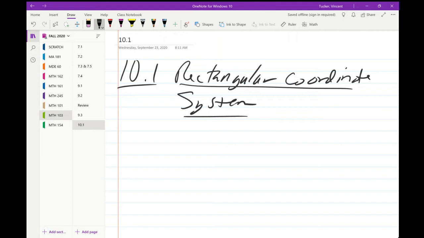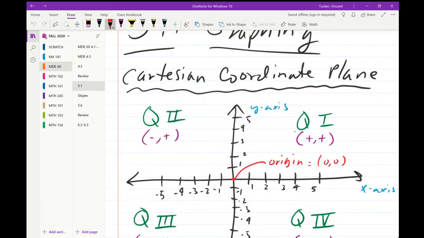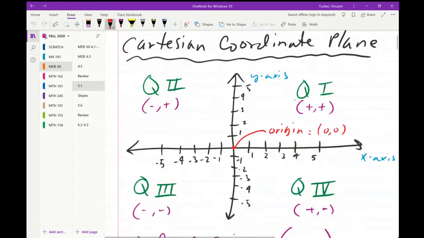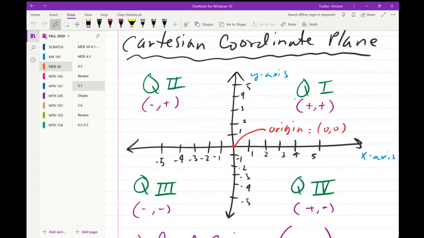All right, so 10.1 is the rectangular system. And I already have notes on this, so I'm going to refer back to those. So this is for myself. All right. So you're going to be graphing on the Cartesian coordinate plane.